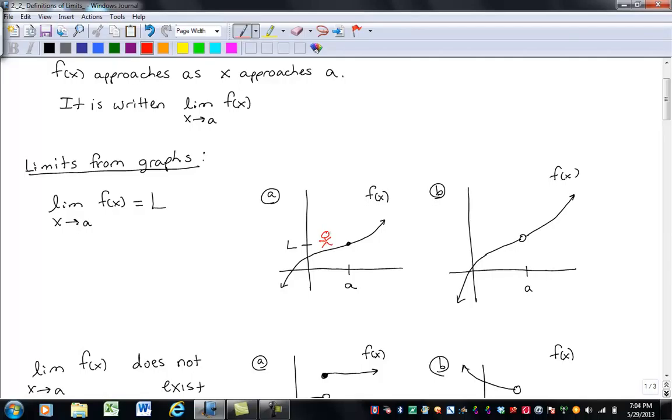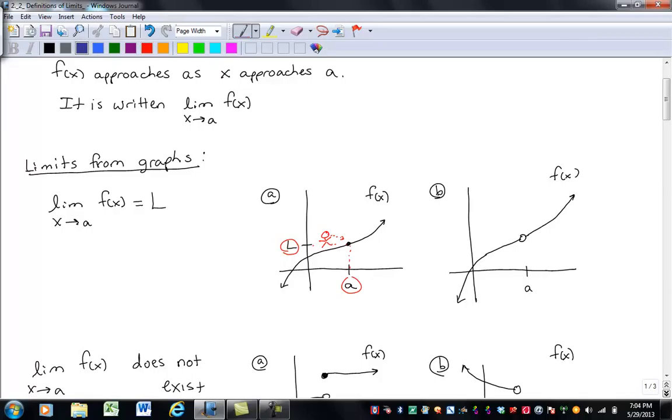If I was this little stick person and I looked down to see where I thought I was going to end up when x was a, it looks like the y value I'm going to end up at is L. So the limit as x approaches a from the left-hand side is y equals L.